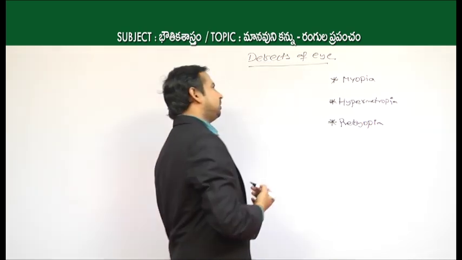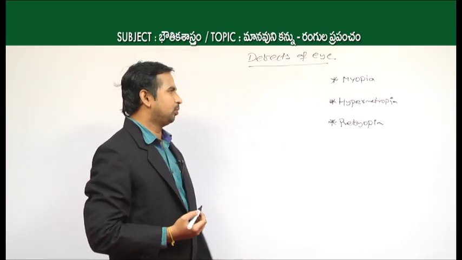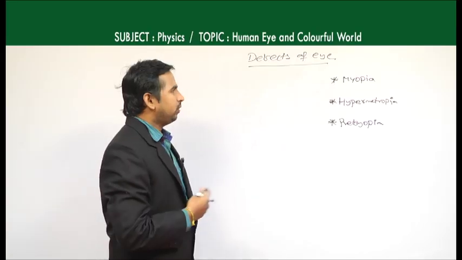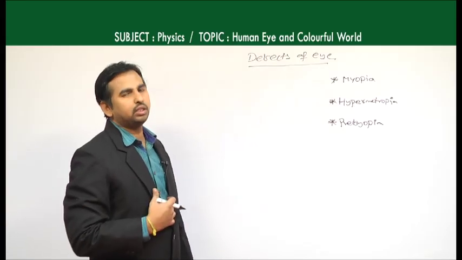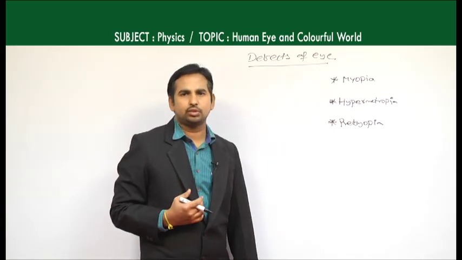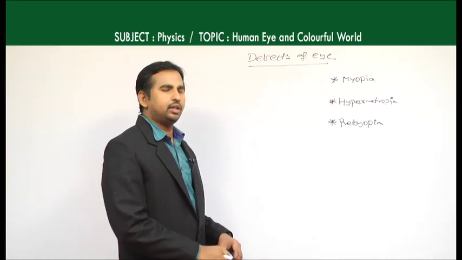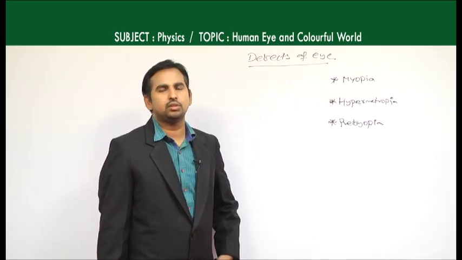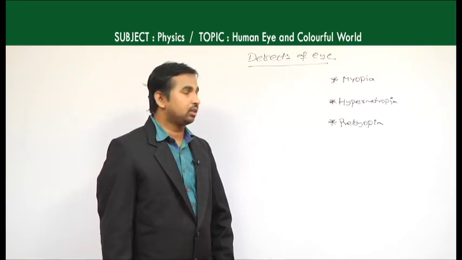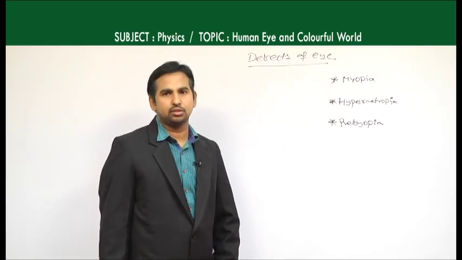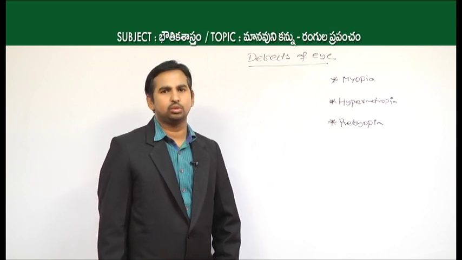Okay. So, these are the three defects we are having: myopia, hypermetropia, and presbyopia. In all these three cases, the defect of the eye is caused due to the failure of the ciliary muscles. As we discussed earlier, these ciliary muscles adjust the focal length of the eye lens to a maximum of 2.5 centimeters and a minimum of 2.27 centimeters.